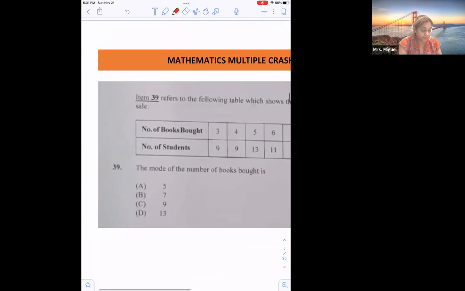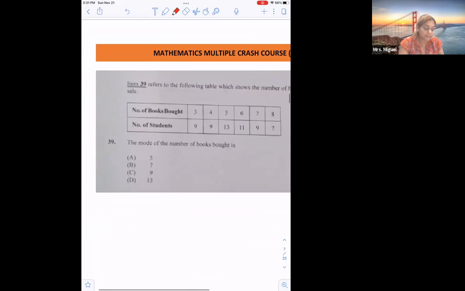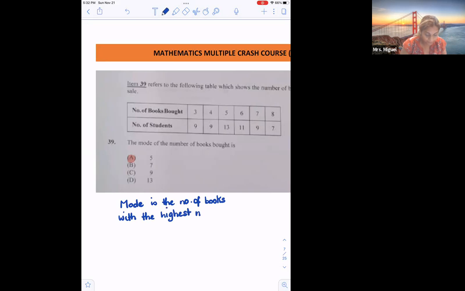Let's go. The modal mark is the number of books with the highest frequency. The highest frequency is 13. The mode is not 13, the mode is 5. The mode is the number of books with the highest frequency. So the mode is the number of books with the highest number of students.